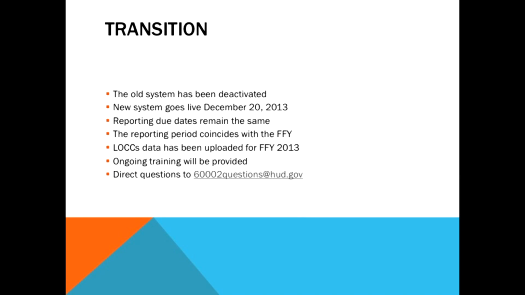Reporting due dates remain the same. January 10th for public housing authorities. For housing and community development agencies, they will submit reports with existing annual performance reporting schedules. The reporting period for everyone coincides with the federal fiscal cycle, again, October 1st to September 30th. Data has been uploaded for 2013 and will be updated annually.